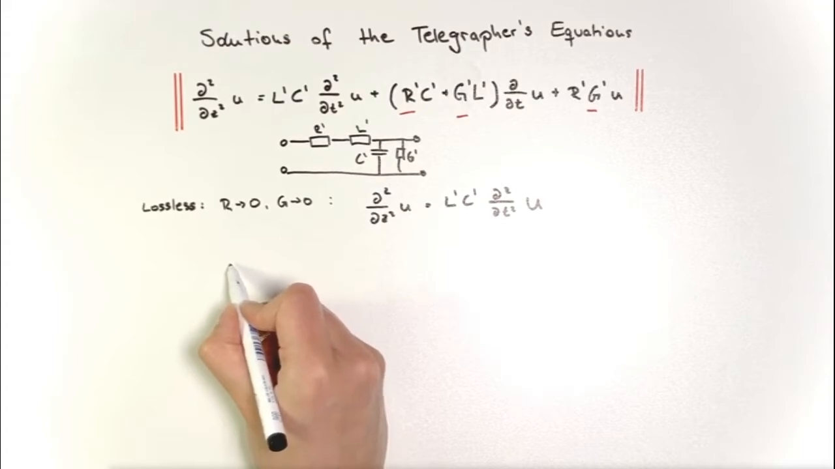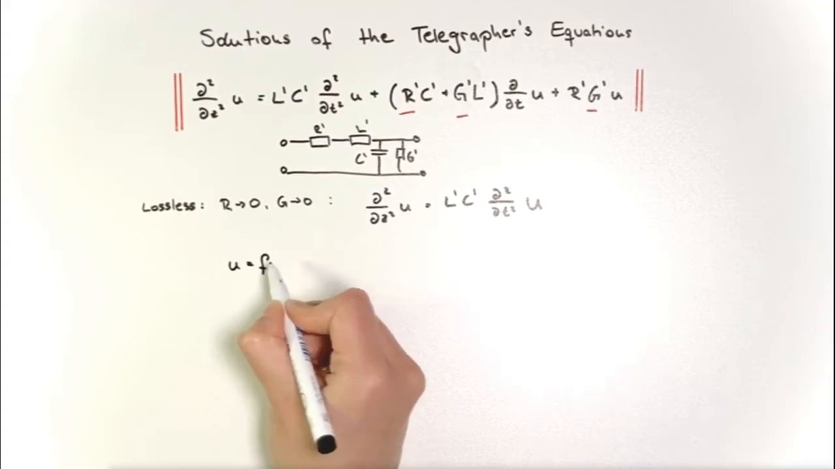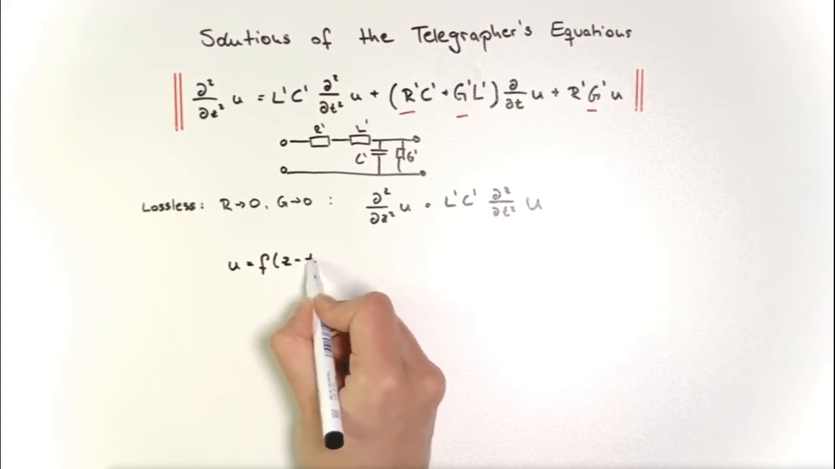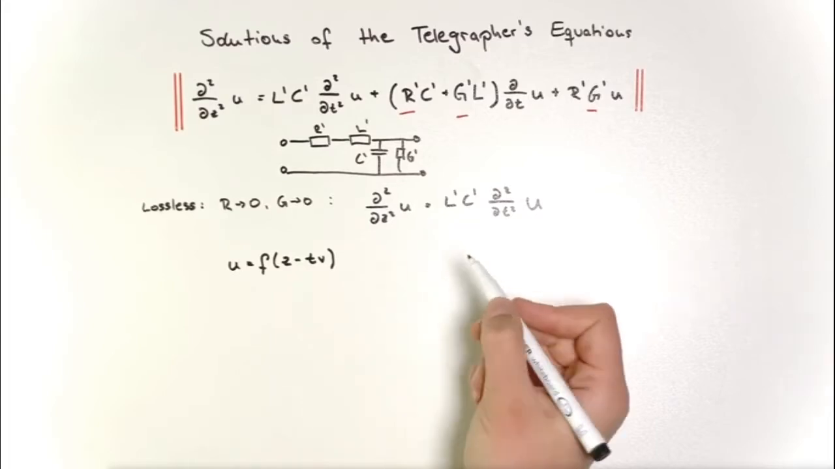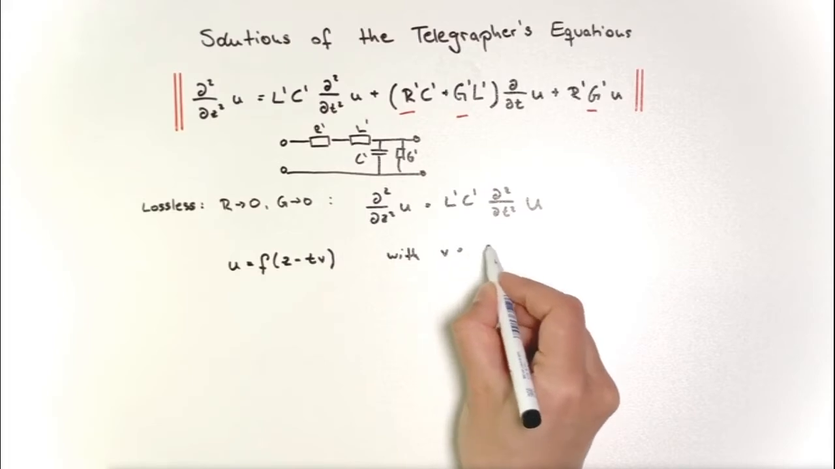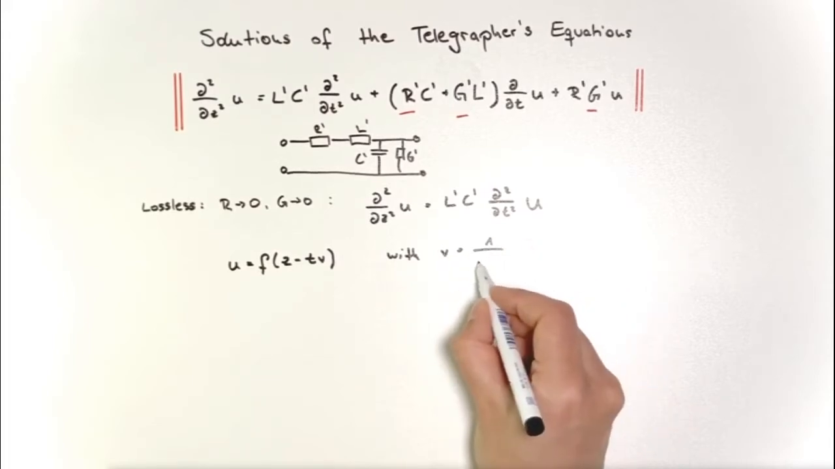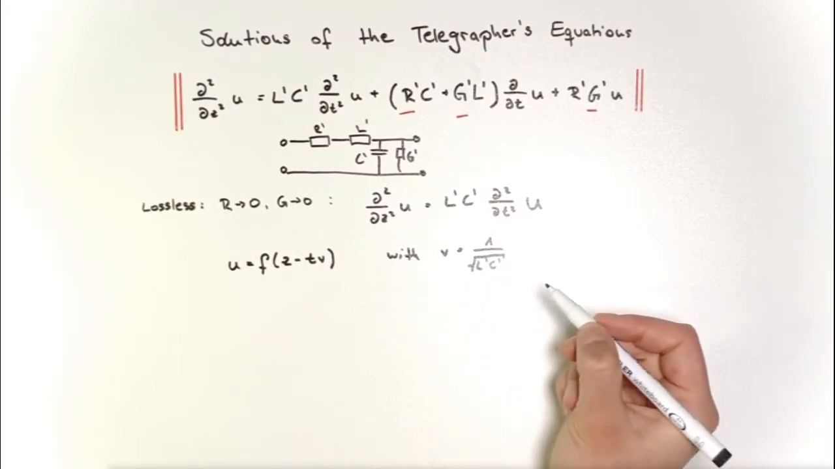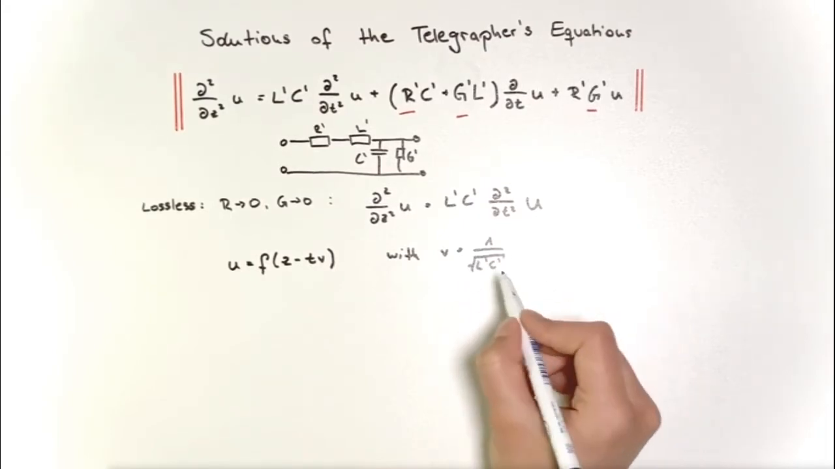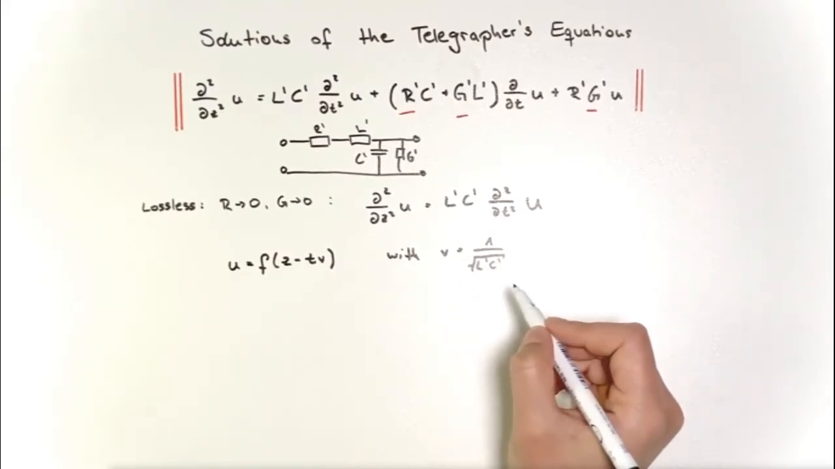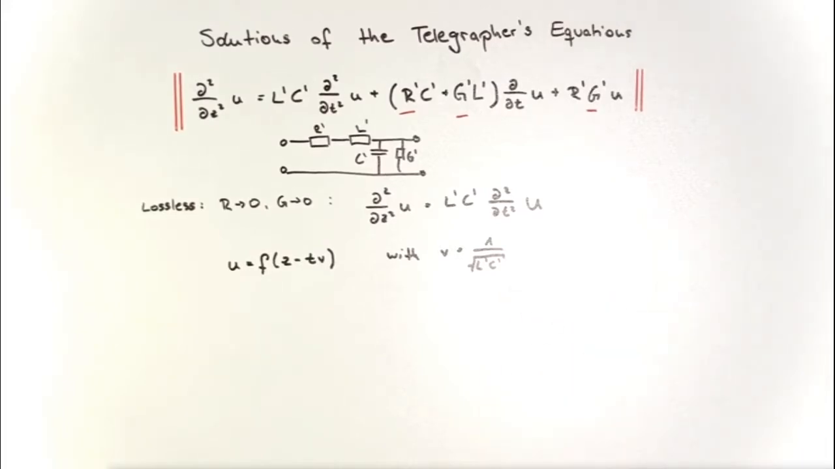So u is a function of z, of course, which is our one-dimensional parameter, minus speed times time. So the speed v is given by, and comes from the equation above, 1 over the square root of L prime C prime. So this is the speed of our signal, and we can just have this linear assumption, which will be a general solution that we can fill in there. So this will be our argument, z minus t times speed.